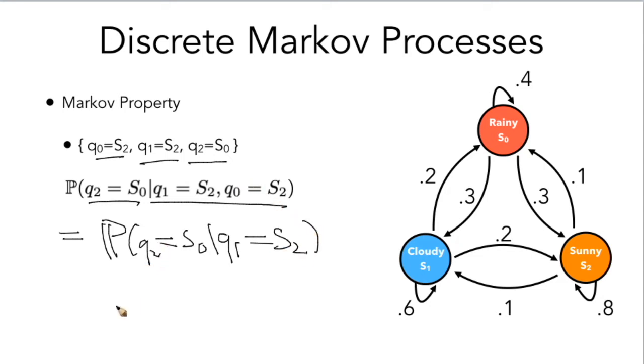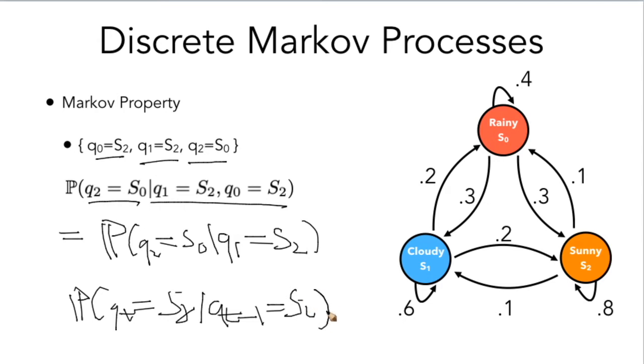In other words, the probability of observing state j at time t is conditionally independent of the chain history given the state at time t minus 1. This is a strong assumption, however it is quite convenient as it allows us to simplify our calculations significantly.